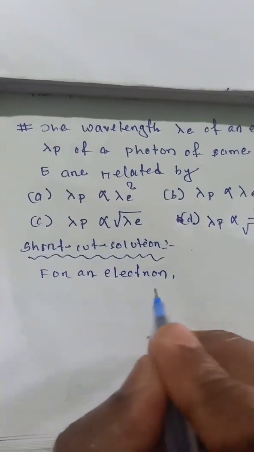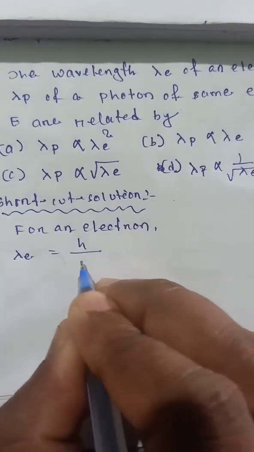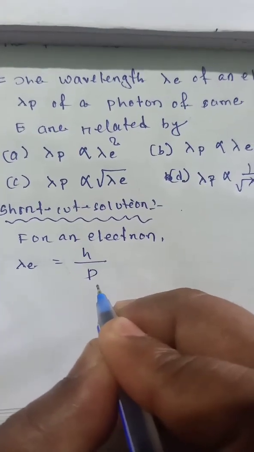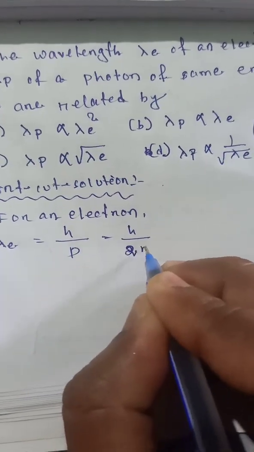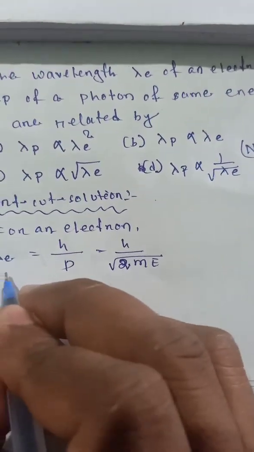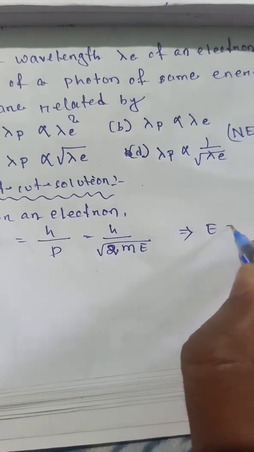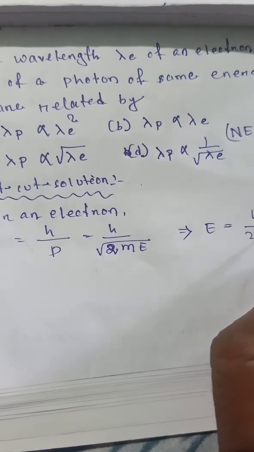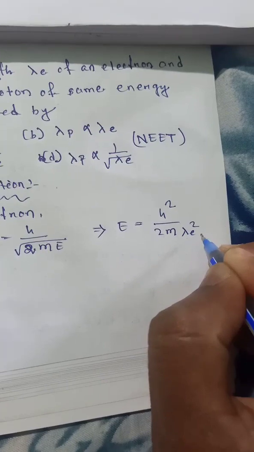Okay, so first we have to calculate for an electron. The wavelength of an electron is equal to h by p, according to the non-relativistic condition, so h divided by root 2mE. This can also be written as E equal to h squared divided by 2m lambda_e squared, where lambda_e is the wavelength of the electron.